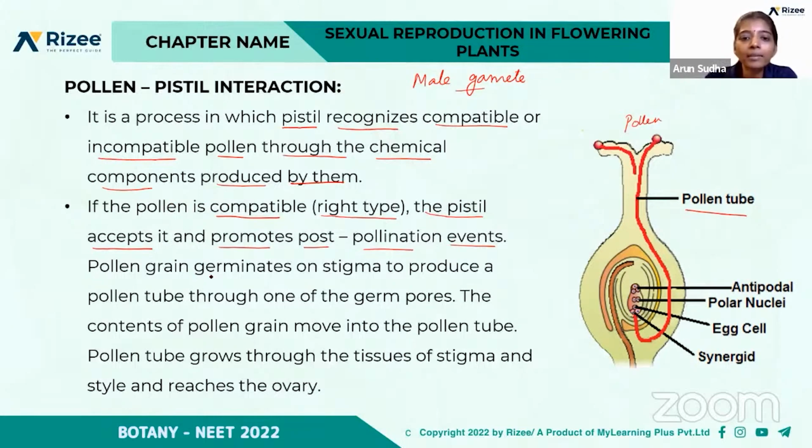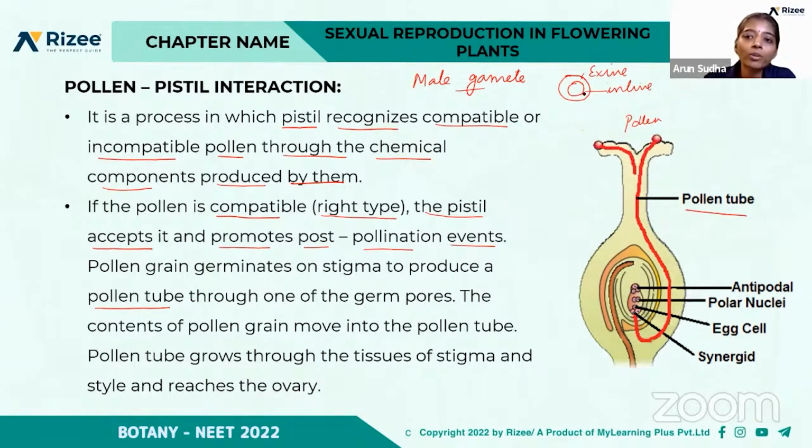So the pollen grain germinates on the stigma to produce a pollen tube. How is the pollen tube produced? Through one of the germ pores. We saw the structure of the pollen, right? It is covered by an exine and internally it is an intine. So here in the exine, there will be germ pores. Germ pores will be present.